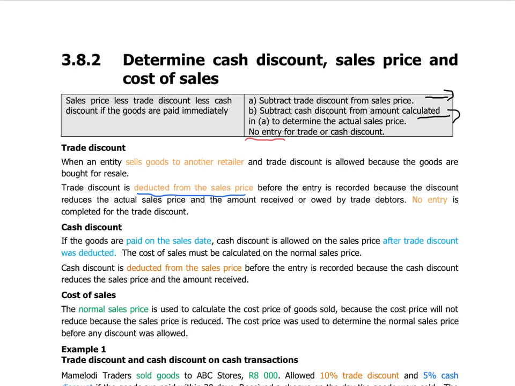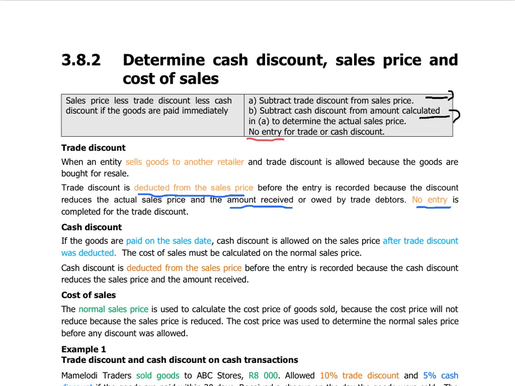Before the entry is recorded, the trade discount reduces the sales price, and it will reduce the amount received as cash or the amount that is owed by trade debtors. No entry is recorded for the trade discount. So trade discount is deducted from the sales price to determine the actual sales price that will be received as income and the amount that will be deposited in the bank or the amount that the debtors owe you. No entry is recorded for trade discount.